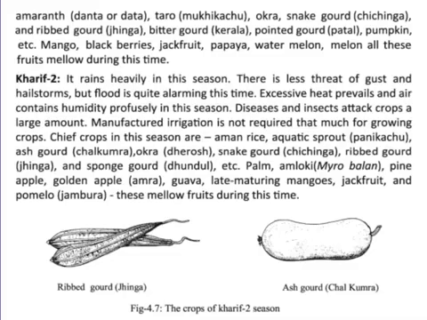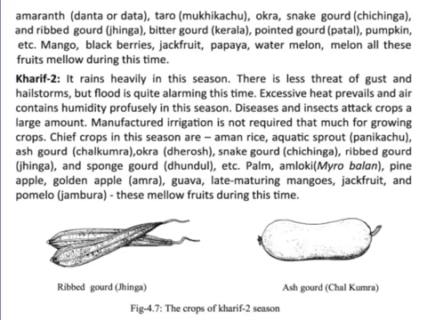And Kharif 2, it rains heavily in this season. That means we will see heavy rains, and there is less threat of hailstorm, there is no chance of thunderstorms or hailstorms, but flood is quite alarming at these times. When the rain is very heavy, excessive heat prevails, and the air contains humidity profusely in the season. We will see excessive heat and hot temperature, and the air contains very high moisture, and disease and insects attack the crops in large amounts. At times the disease and insects attack the crops very highly.